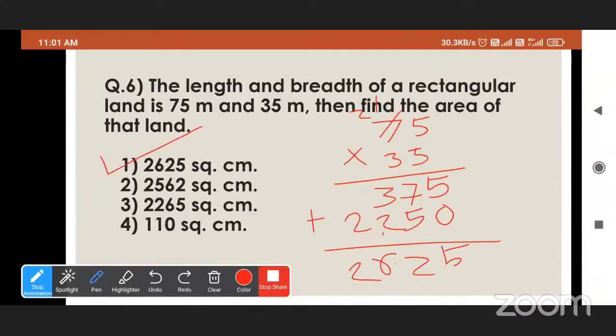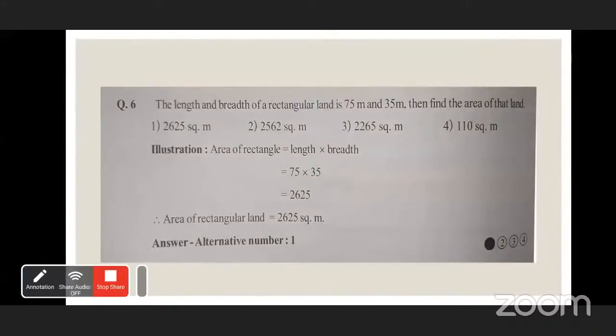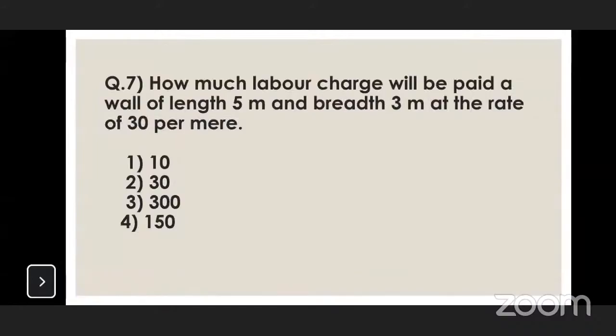The first one, that is 2625 square centimeter. This is the area of that rectangular land. Yes, is it correct? Yes, sir. 2625 is very right.